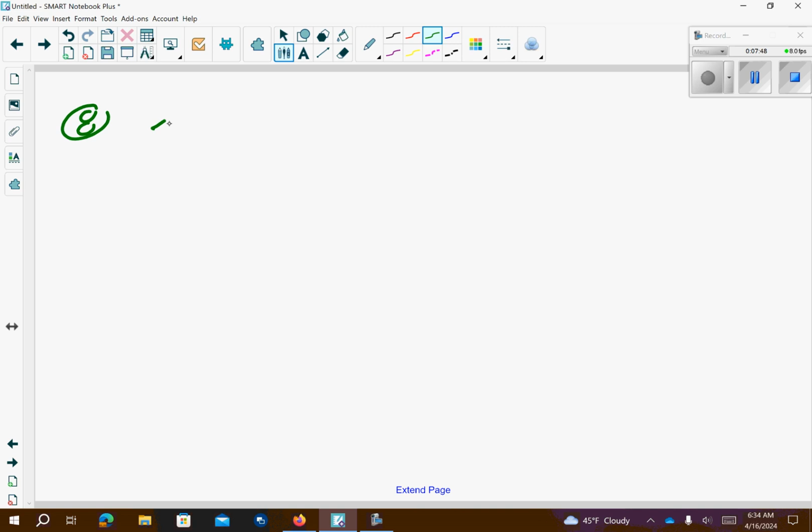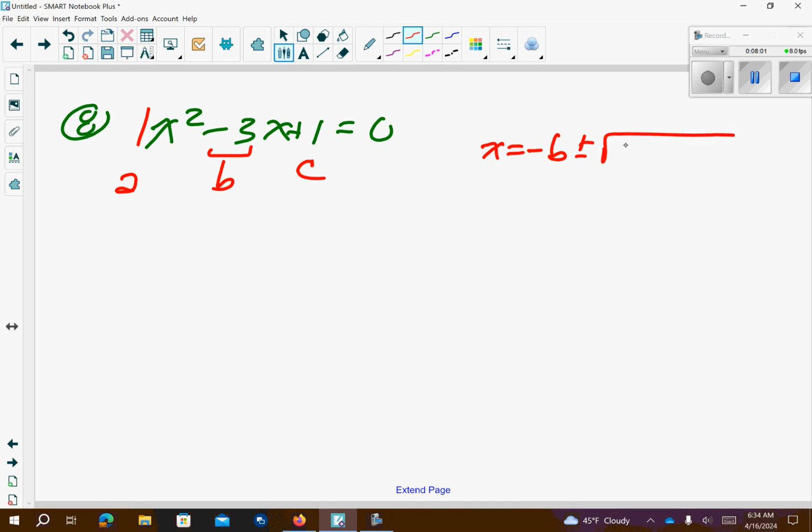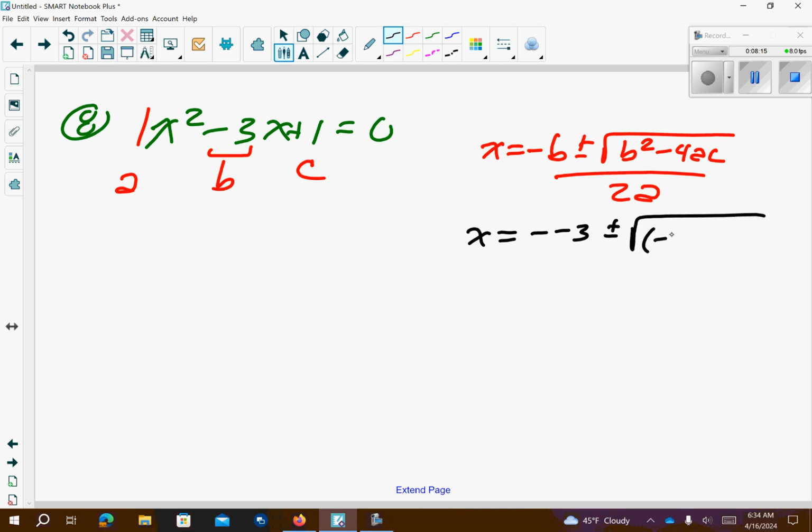Number 8, x squared minus 3x plus 1 equals 0. So my a value is 1, my b value is negative 3, and my c value is 1. Remember, x equals negative b plus or minus the square root of b squared minus 4ac, all over 2a. So x equals, I have a negative 3 I'm plugging in, so I get negative negative 3 plus or minus the square root of negative 3 squared minus 4. A is 1. C is also 1. All divided by 2 times a, which is 1.